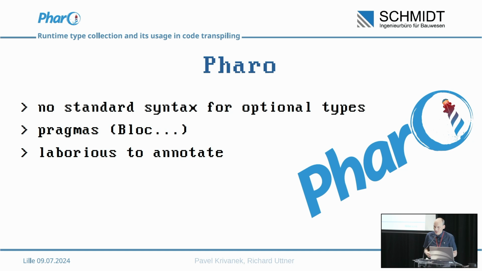In Pharo there is no standard way to represent types. There are some ad hoc tries to do that. For example, in Blocks, there were pragmas that described the return types of methods and so on. And of course, if you have a large code base, it's really laborious to annotate each method with the static type. So people do not like to do that.